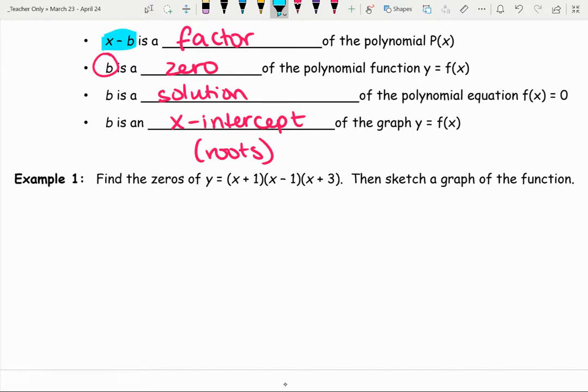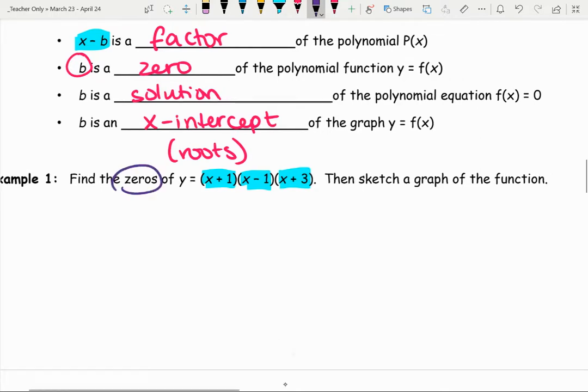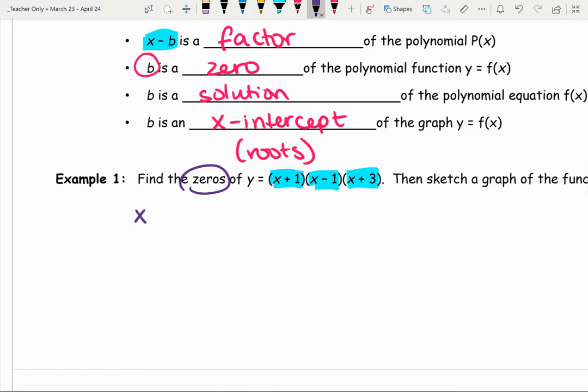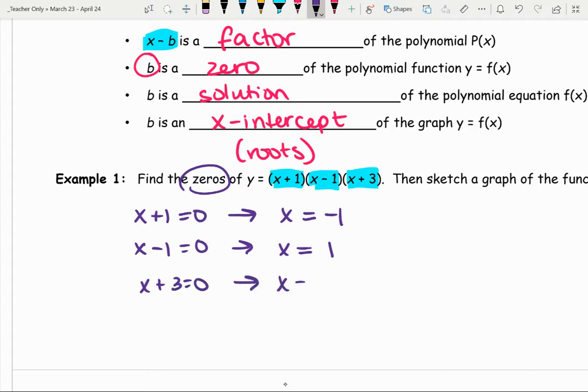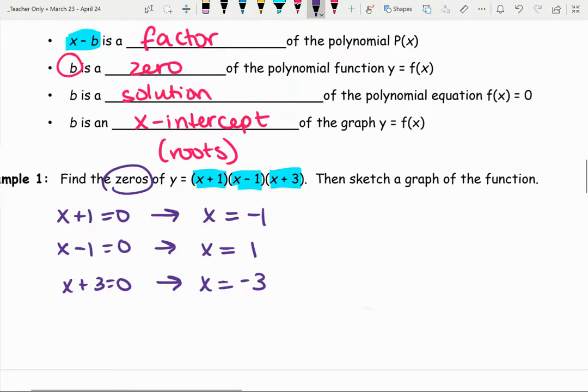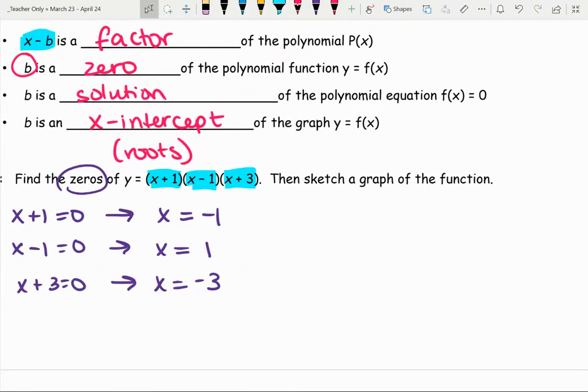Well, I've got three factors of this polynomial. I've got x minus 1, x plus 1, and x plus 3. So to find the zeros, I'm going to set each one of those individually equal to 0. So if x plus 1 is equal to 0, that means that x must be negative 1. If x minus 1 is equal to 0, that means that x must be positive 1. And if x plus 3 is equal to 0, that must mean that x is negative 3. So we can find the zeros, but now we want to use those to sketch a graph of the function.